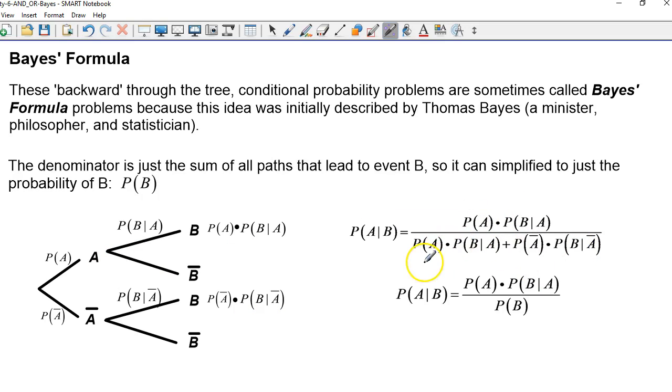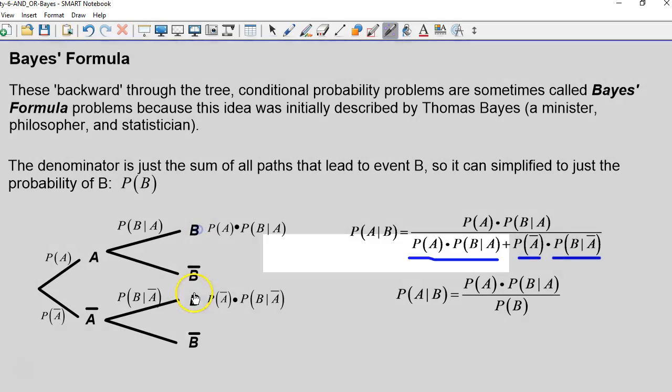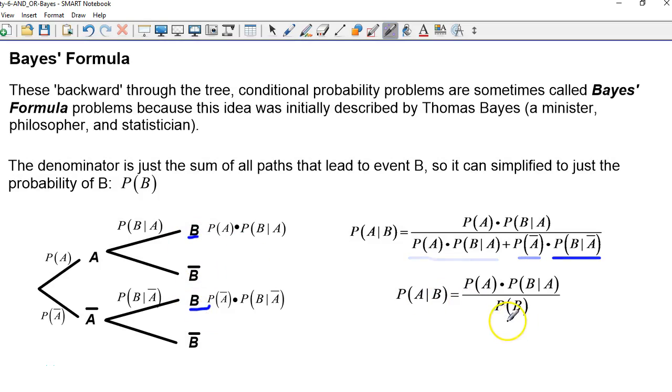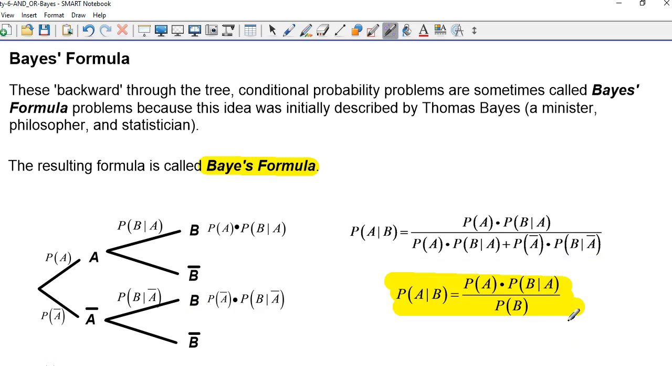Now this bottom large thing, the probability of A times the probability of B given A, plus the probability of not A times the probability of B given not A, that's all the ways to get to B, right? All the ways to get to B, and so therefore we could replace that with just the probability of B. And that formula there is the one that's referred to as Bayes' formula. You can write it this way: the probability of A given B is equal to the probability of A times the probability of B given A, divided by the probability of B. So kind of a neat little formula. It just shows how you can reverse the two conditions and how they relate to each other.